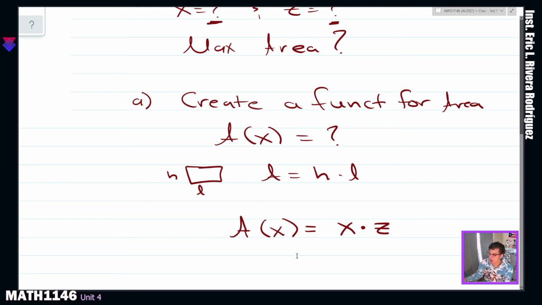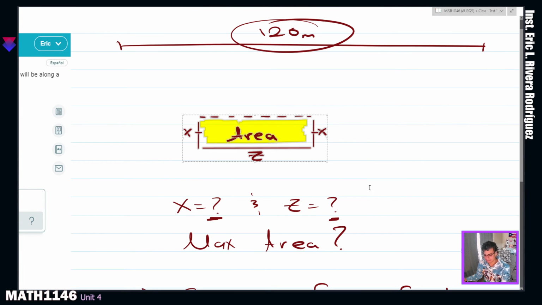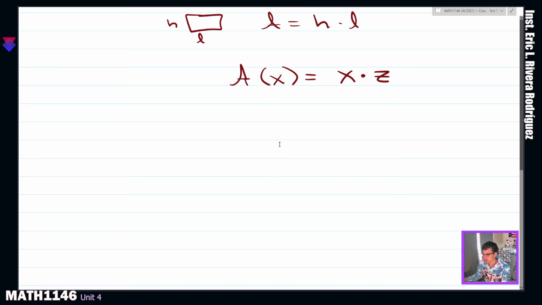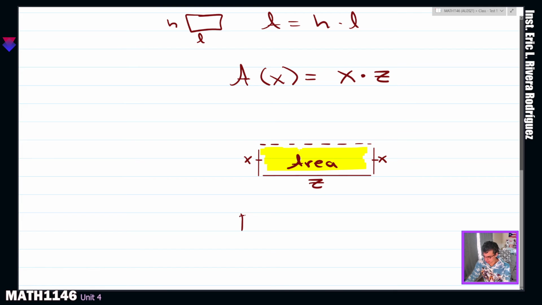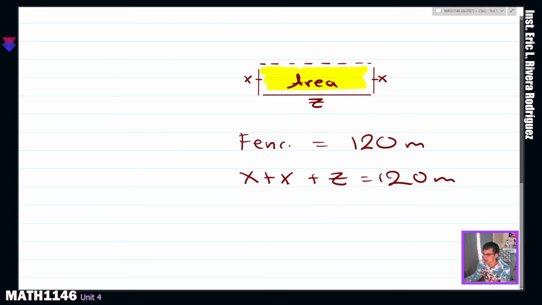But now, what do we know about our exercise? Well, we know that the fencing that we have is equal to 120 meters. And we are using 3 pieces of that fencing. So that means if we add together x plus x plus z, all this is equal to 120 meters. I can simplify this as 2 times x plus z equals 120.